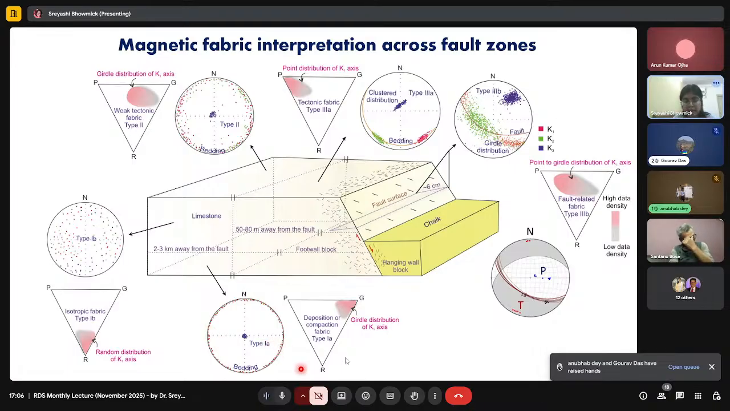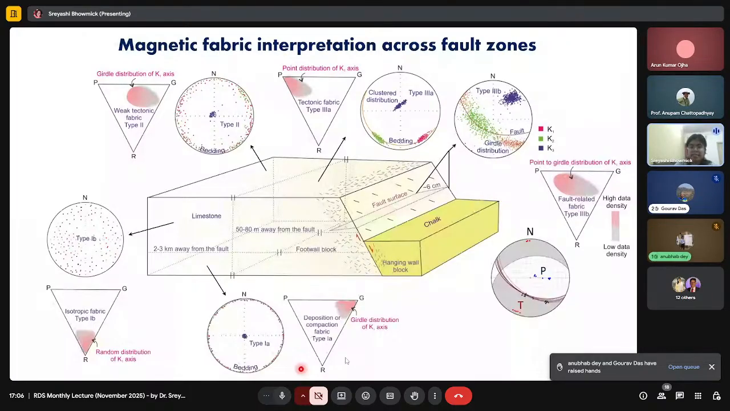Okay. But my doubt is, is the distribution related to your stress only? Because there is no observable deformation between your 50 to 80 meters, right? So that means there is no such grain rotation. So how did the minerals get aligned to the different cluster distributions that you are observing?